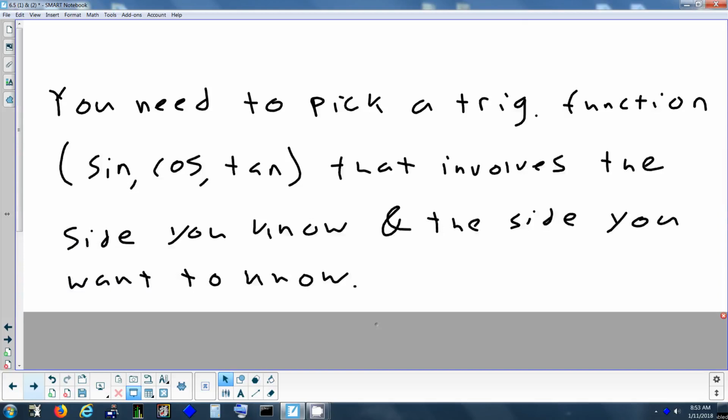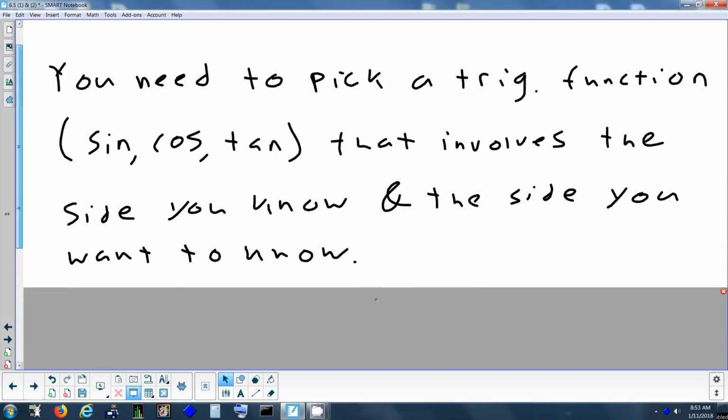So let's say they give you the opposite and you want the hypotenuse. Well, opposite and hypotenuse would be sine. If they give you the opposite and you're trying to find the adjacent, then you use tangent. That's opposite and adjacent. And again, the choices are always either going to be sine, cosine, or tangent. We're not using the other 3 today.